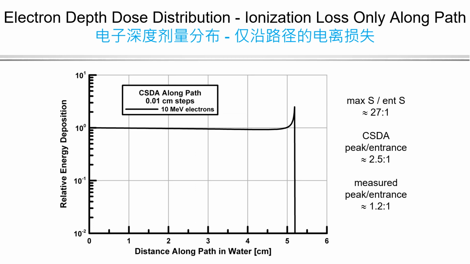For comparison, this figure shows the same calculation for an electron beam. One will notice that, along the track of a single electron, a peak does exist. The maximum stopping power at the peak of an electron is 27 times that at the surface, but for the size of the voxel used for scoring, the peak to entrance energy deposition on a plot is only about 2.5 to 1. As seen in an earlier slide, the measured electron distribution usually only has a peak-to-entrance ratio of about 1.2 to 1. Again, the change in stopping power cannot be the only process shaping the depth dose curve.